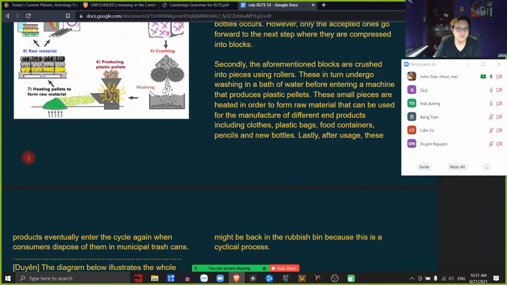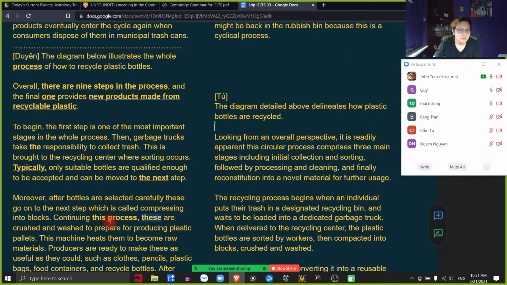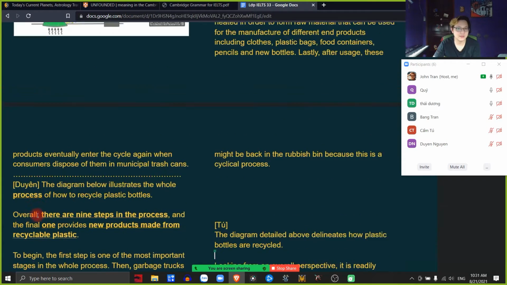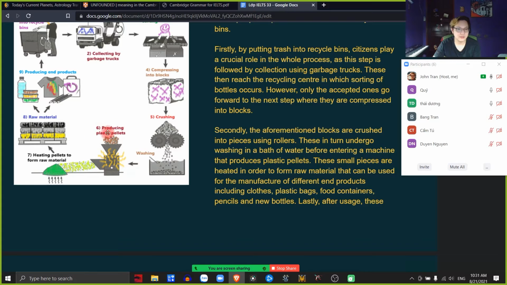Plastic pallets. You didn't mention the washing, did you? Mình chưa có nói cái vụ washing, right? Dạ, có thầy. Where is that? Wash. Crush and wash. Crush and wash to prepare for the produced plastic pallets. Okay, I understand now. Okay, good.